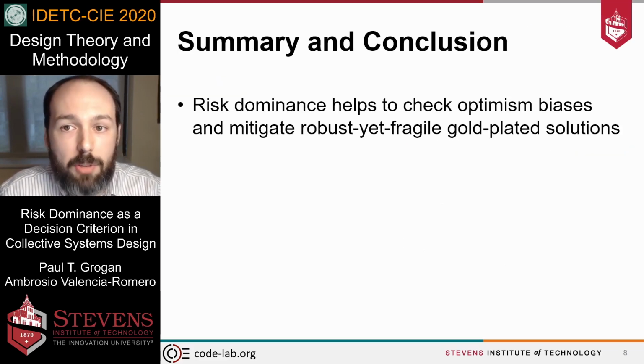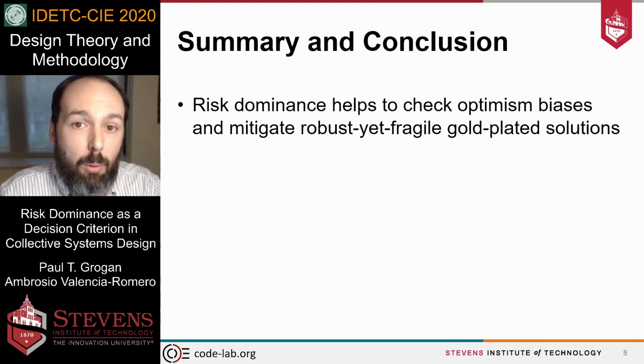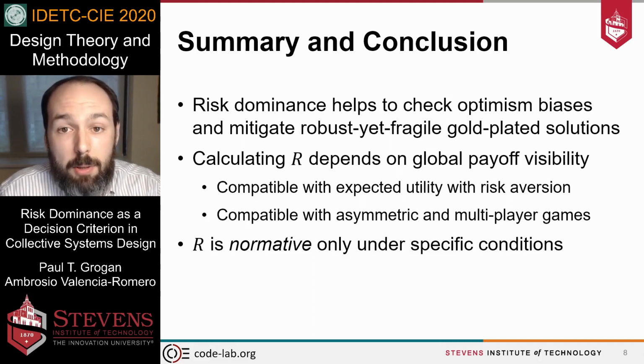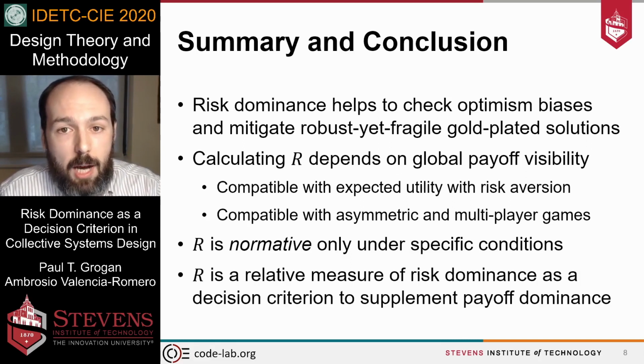So in summary, risk dominance helps to check some of the optimism biases that may be present in collective design decision making, and we propose that it helps to mitigate some of the robust yet fragile or gold-plated solutions that may result from these optimistic design decision making activities. Calculating risk dominance does rely on global visibility of the payoff values, but it is generally compatible with expected utility, risk aversion, and is extensible to asymmetric and multiplayer games. The risk dominance measure is normative, but only under very specific conditions that are unlikely to hold in practice. And in this case, we propose using risk dominance as a relative measure to help inform design decision making in trade space exploration.